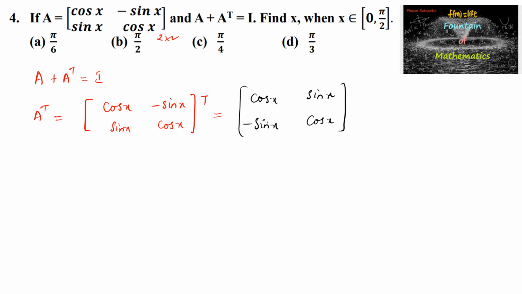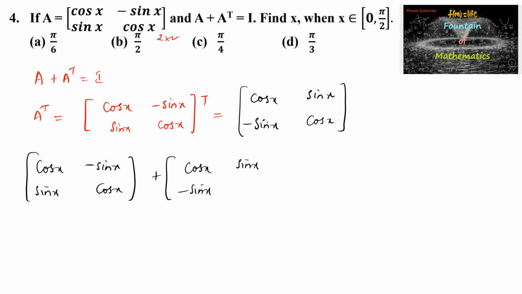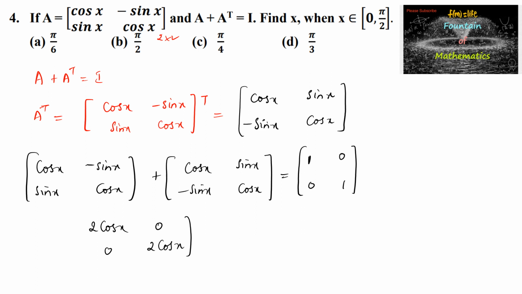And it is given that A plus A transpose is equal to I. So we can write [cos x, -sin x; sin x, cos x] added with the transpose of the matrix [cos x, sin x; -sin x, cos x], which is equal to I. Identity matrix is [1 0; 0 1] in 2 by 2. So that is [2 cos x, 0; 0, 2 cos x], which is equal to [1 0; 0 1].